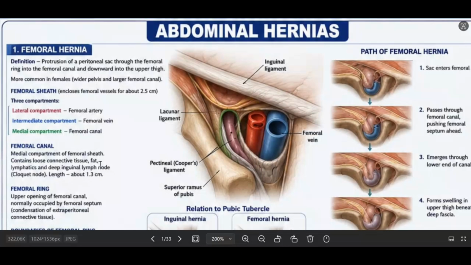Now the next is the femoral ring, because the femoral ring was also mentioned in our definition. The femoral ring is the upper opening of the femoral canal. It is normally plugged by the femoral septum. The femoral septum is a condensation of the extraperitoneal connective tissue. This septum prevents the abdominal contents from entering the canal.